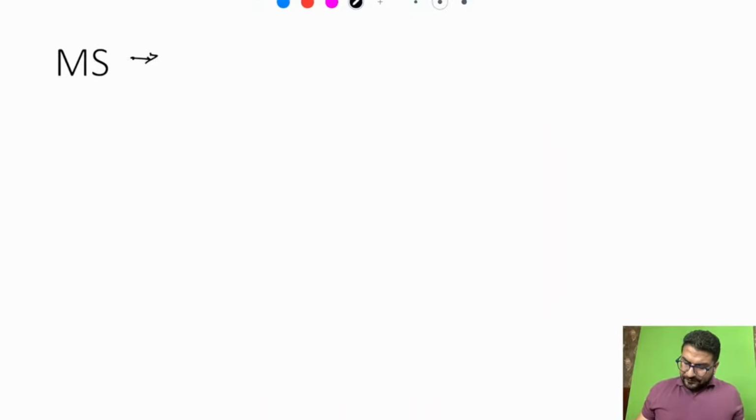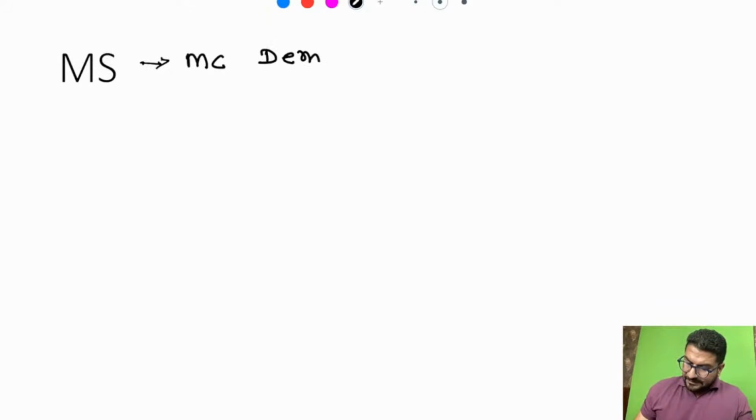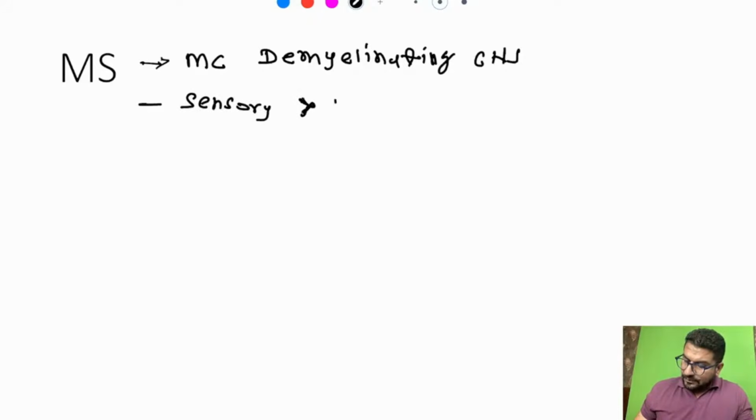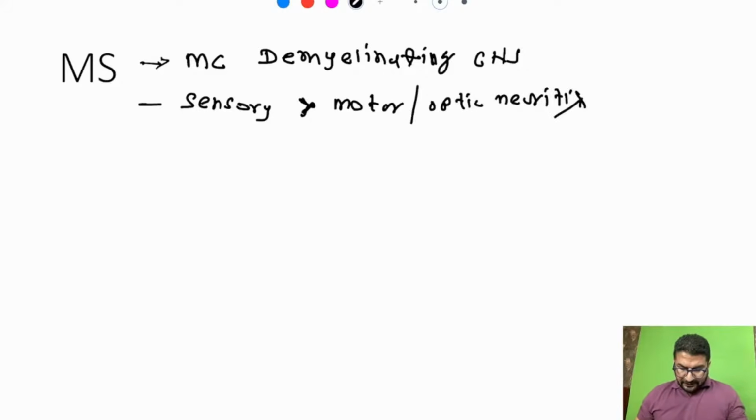So they ask you a straightforward question in the exam from MS. It is the most common demyelinating CNS disease. Then in MS they ask what the most common symptoms are. The most common symptom will be sensory symptom. Then some patients will develop motor symptoms, and some patients will develop optic neuritis. What else is important?